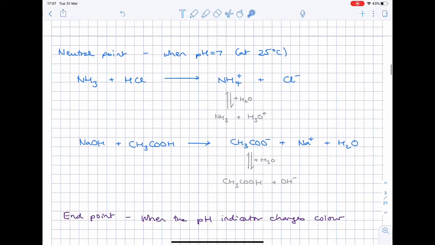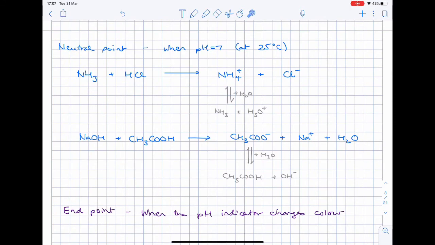So the last definition we're going to look at for now is going to be the endpoint, and that relates to the pH at which an indicator changes colour. And different indicators have different endpoints, so they change colour at different pH ranges, and we'll look at that in more detail when we look at indicators.